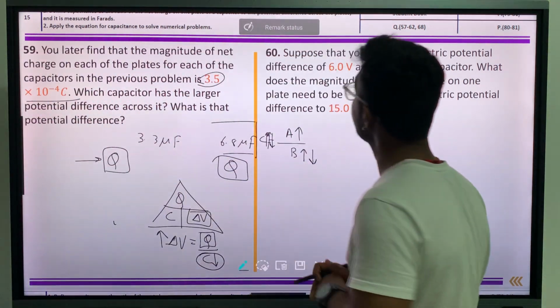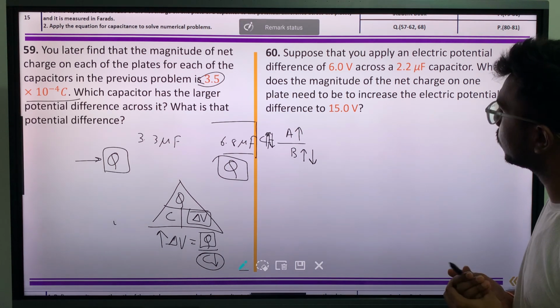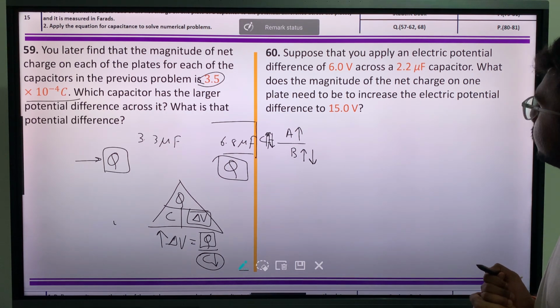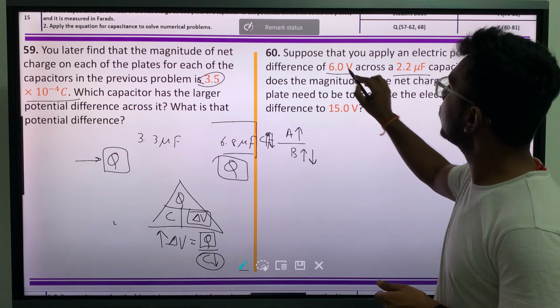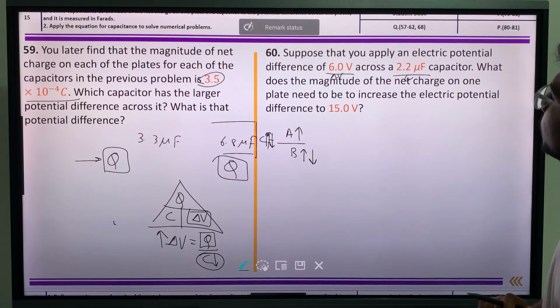Moving to the next question. Suppose that you apply an electric potential difference of 6 volt across a 2.2 microfarad capacitor. Okay, we have a capacitor and an electric potential difference. So what is the magnitude of the net charge?